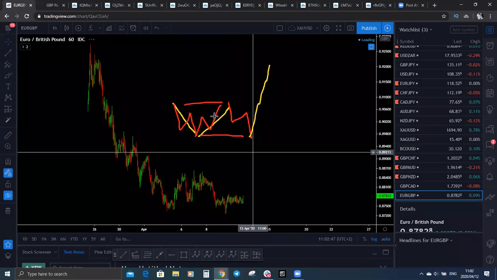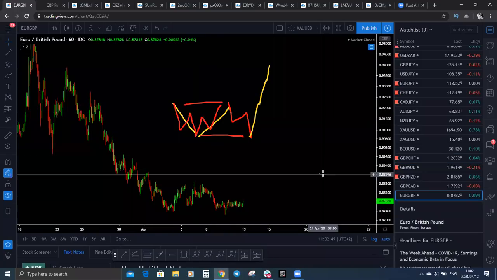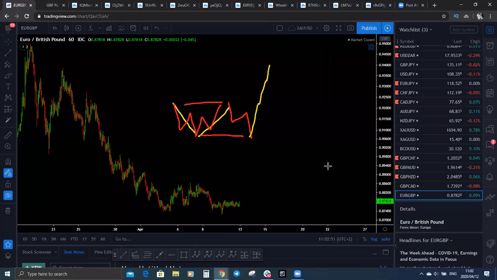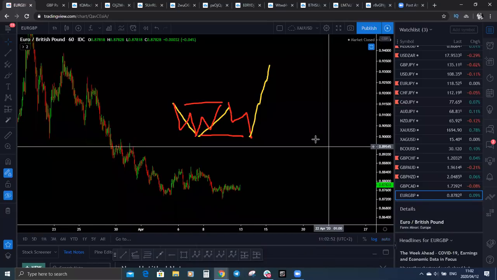Okay, that structure for pound chief is still there. Now let's look at euro pound. You'll see that is the complete opposite. What do we see there on euro pound?